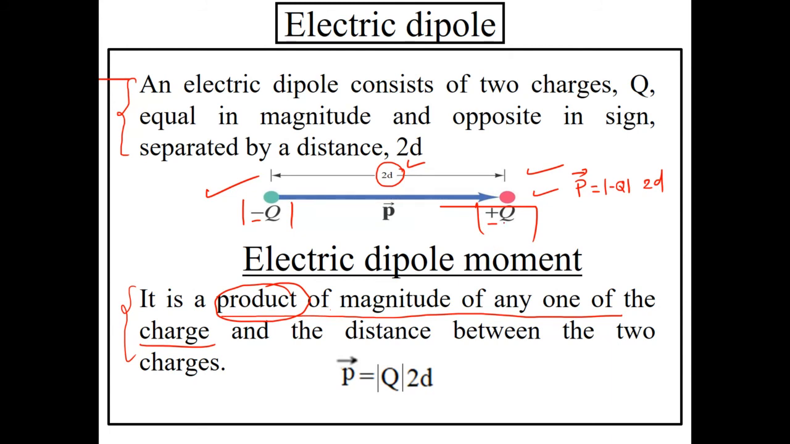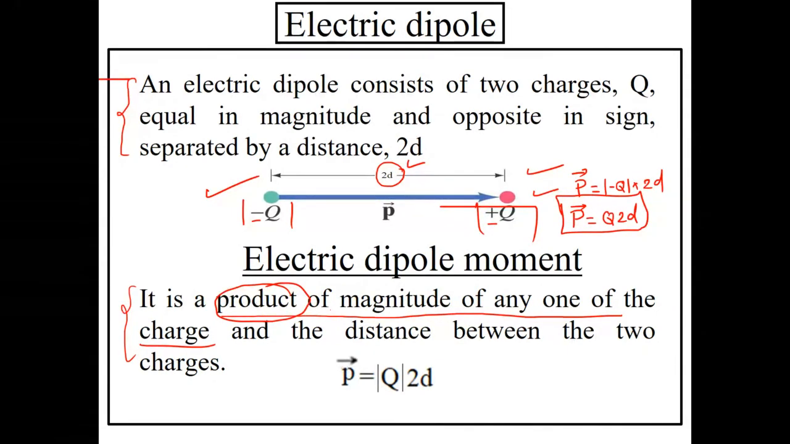What is the meaning of product? Have you studied the word product? Product is nothing but multiplication. So the formula for dipole moment is the magnitude of the negative or positive charge multiplied by the distance between the two charges, which is 2d. This is the formula for dipole moment. Clear, my dear? Clear, doctor.